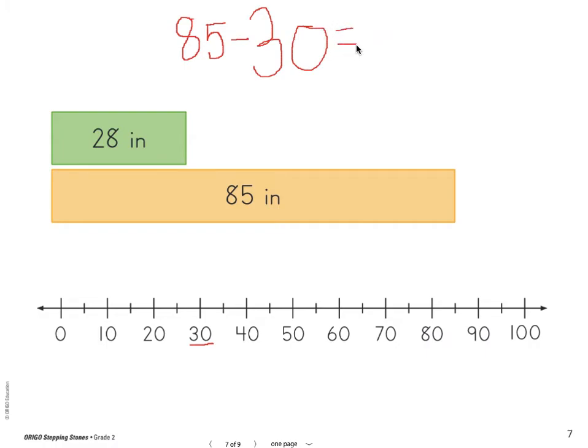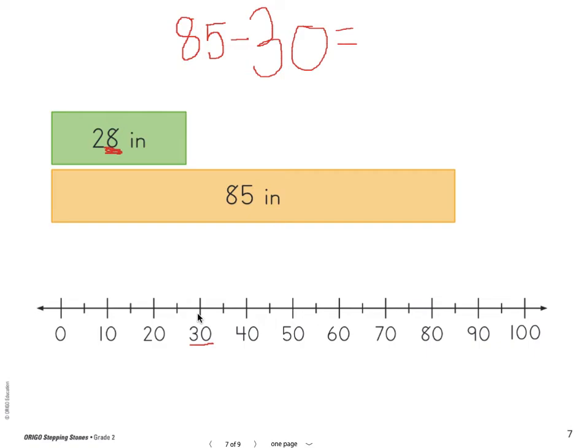Would it make much sense to do 85 minus 20? No, because that's 8 whole ticks away, right? But 30 is only 2, so that's super close. So if we do 85 take away 30, that gets us pretty close to the answer that we're looking for, the difference between 85 and 28. And luckily, I can do 85 minus 30 in my head in a snap. I just have to count back 3 tens.